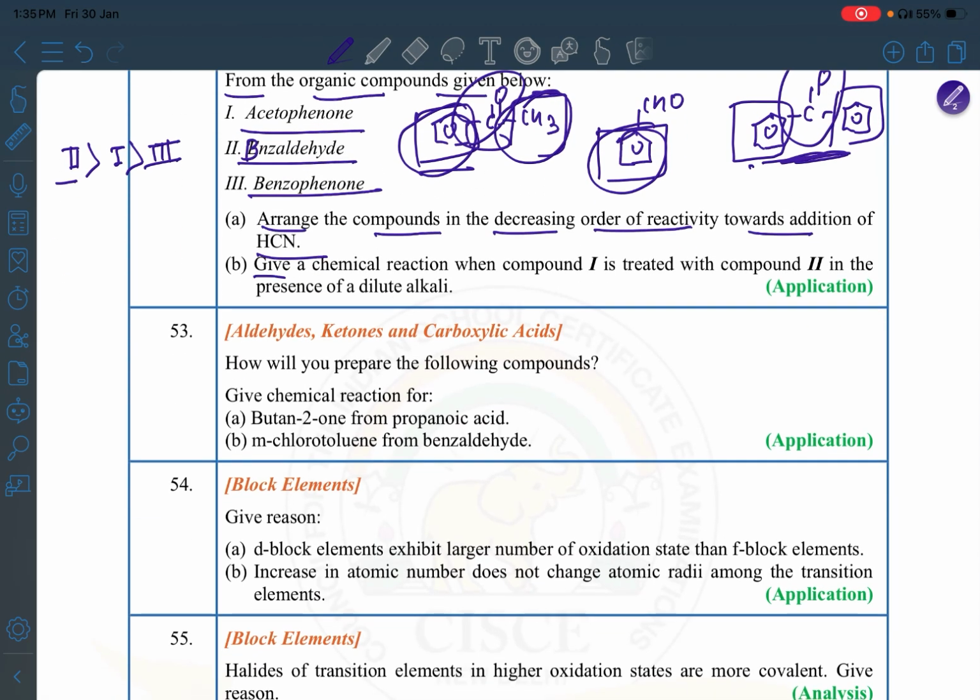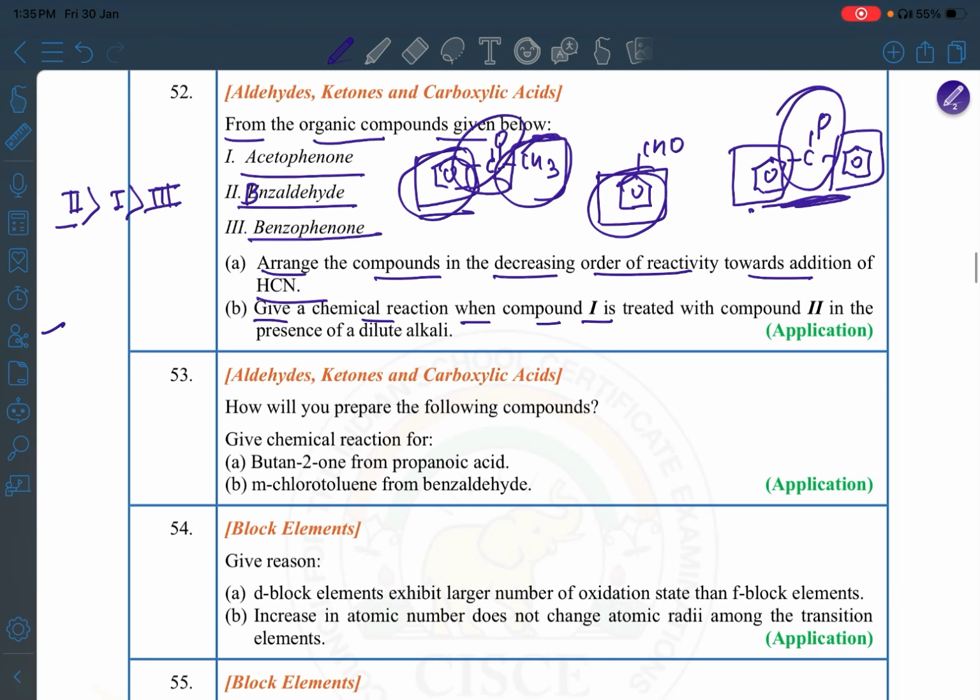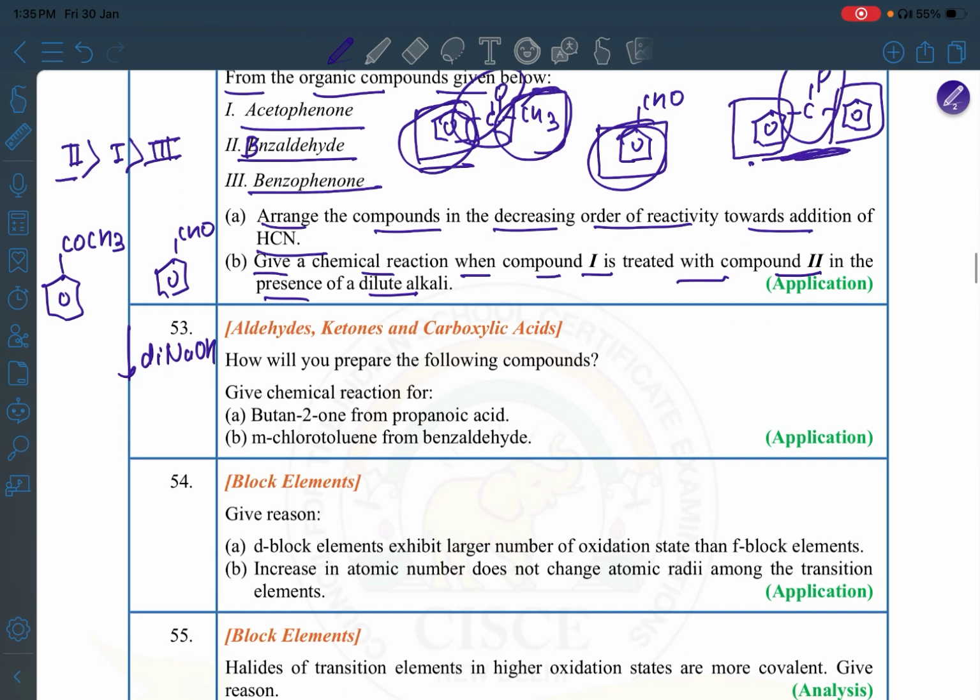Now the next question is: give a chemical reaction when compound 1, acetophenone, COCH3, reacts with compound 2, benzaldehyde, CHO, in the presence of dilute alkali like dilute NaOH. So it is an aldol condensation, and we have to form the aldol product.